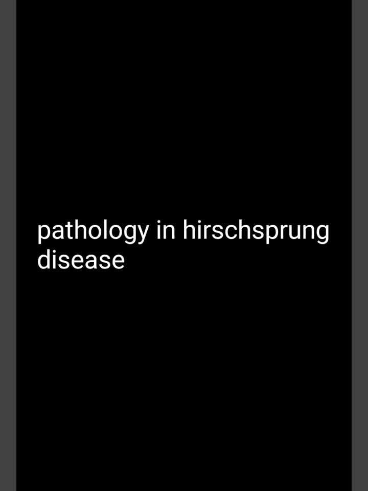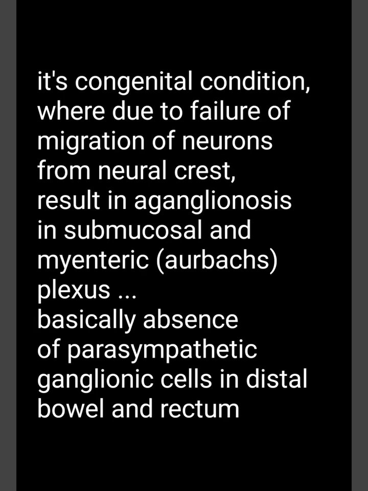Pathology in Hirschsprung disease. It's a congenital condition where failure of migration of neurons from the neural crest results in aganglionosis in the submucosal and myenteric Auerbach's plexus. Basically, absence of parasympathetic ganglionic cells in the distal bowel and rectum.